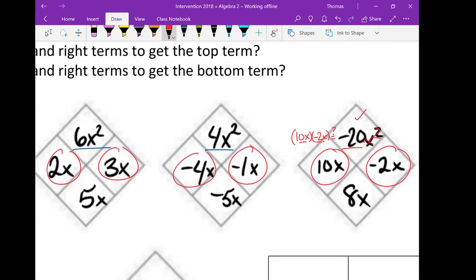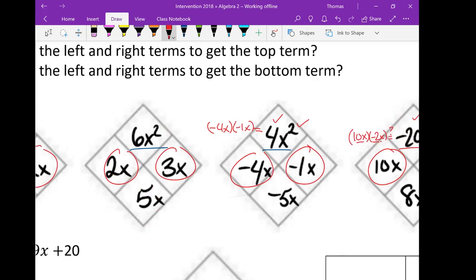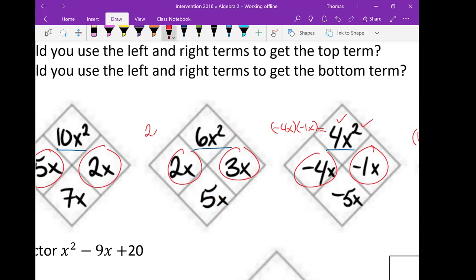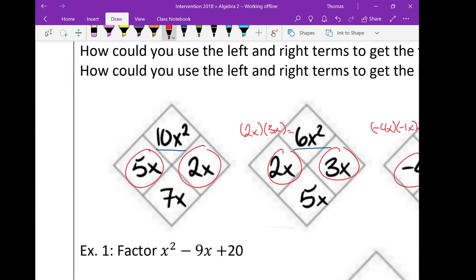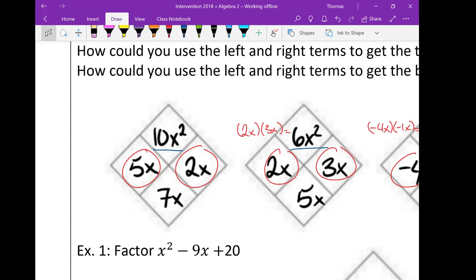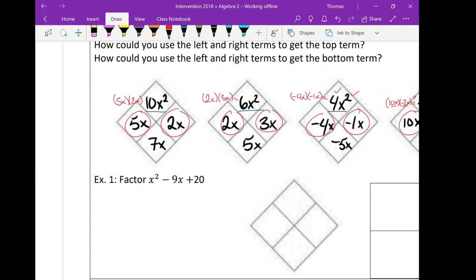Let's check the others really quick. Negative 4x times negative 1x, multiplying to get this top term, does it work? A negative and a negative makes a positive. 4 and 1 make a 4. Yep. x and x make an x squared. Okay, so that works in that one. 2x and 3x. 2 times 3 is 6. x times x is x squared. All right, so this seems like we got a pretty good pattern here. 5x and 2x multiply to get the top. So in these diamonds, it seems like we can multiply our left and right terms to get the top.